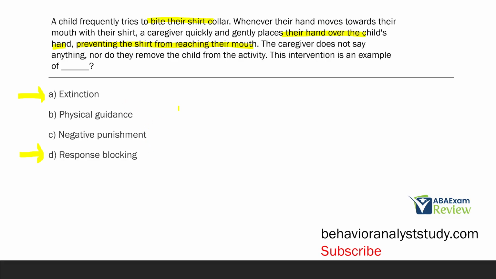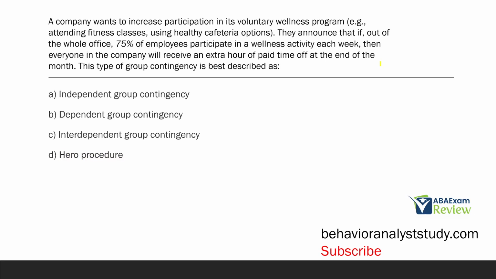Why is it not B, physical guidance? Because physical guidance is a prompting activity. The caregiver is not prompting or guiding the child to do anything. They're preventing it. And negative punishment? If anything, response blocking would act as a positive punisher because we are adding something as a consequence. So this intervention is an example of D, response blocking.